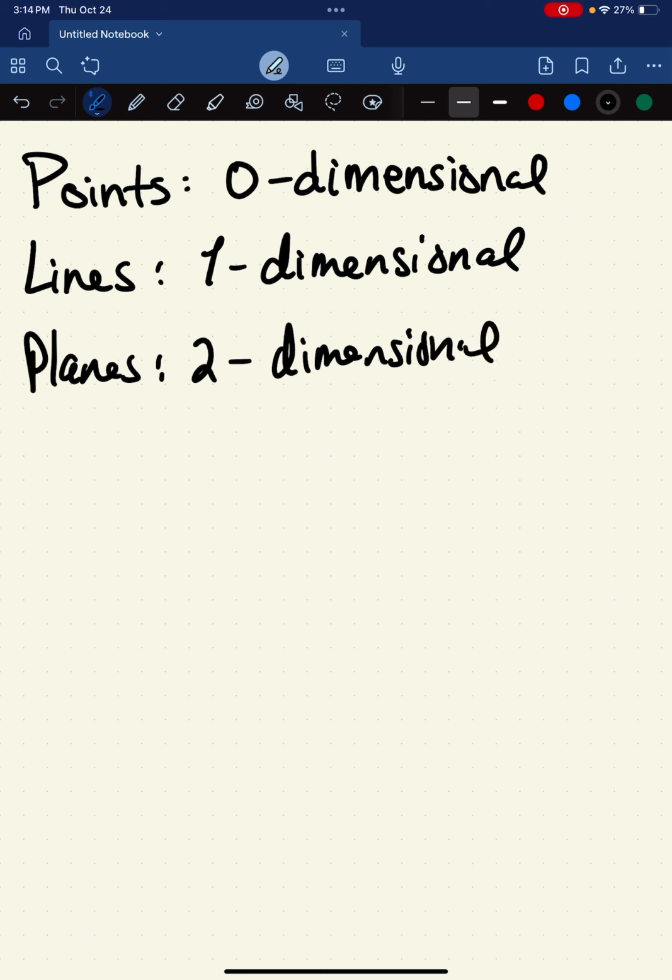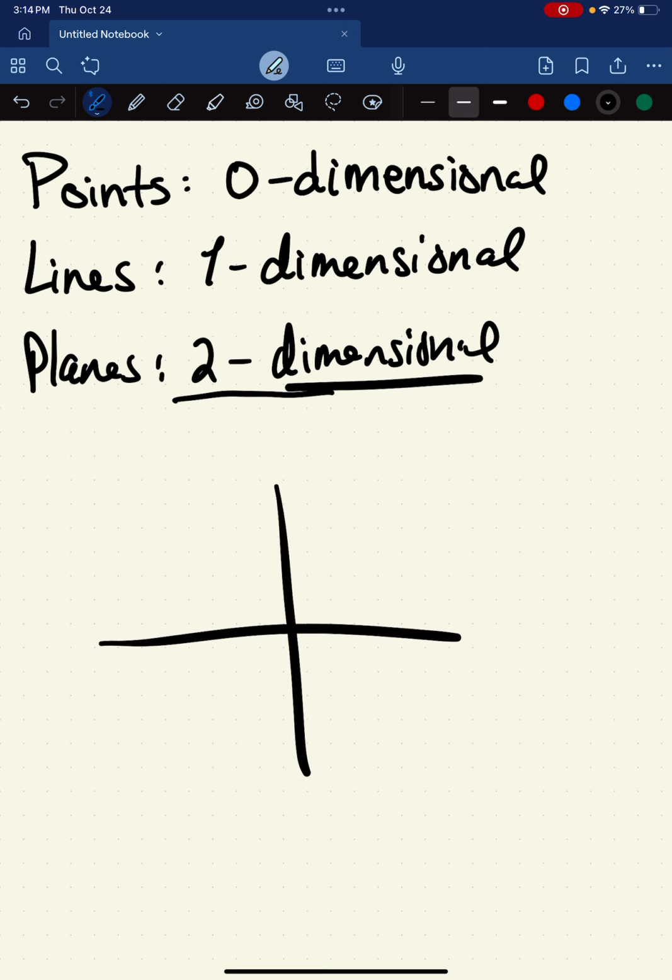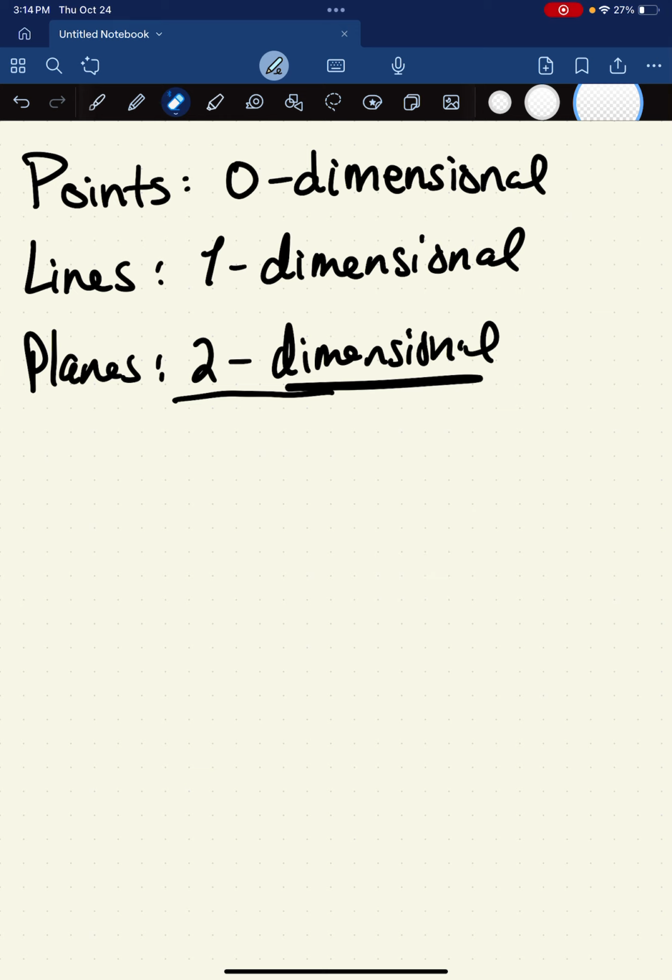So, for example, I called it the xy plane. That's because the xy plane is two-dimensional. It's a plane. You have an x and you have a y. This has two different directions. We can describe it by an x and a y. Since we can describe it by 2 coordinates, the plane is two-dimensional.